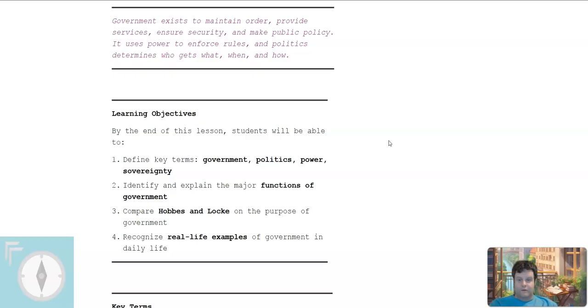Anyways, four concepts that we're looking at. Number one, we need to be able to define and identify these key terms: government, politics, power, and sovereignty. Number two, we need to identify and explain the major functions of government. Three is getting into philosophy. We're going to look at the philosophers Hobbes and Locke and how they viewed the purpose of government so that we can better understand why governments exist and some of their ways of operating. We're also going to look at some real-life examples of government. We may not cover all these in the lecture itself, but we might go into more detail in class.